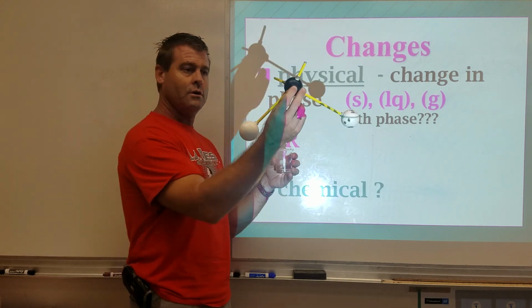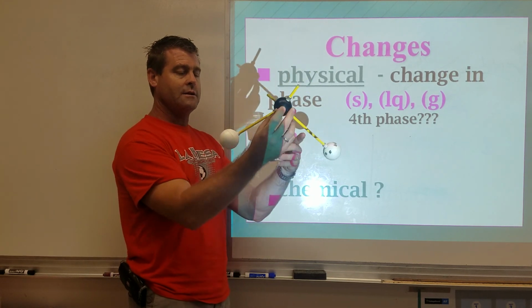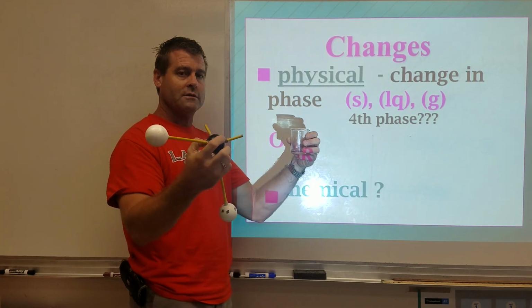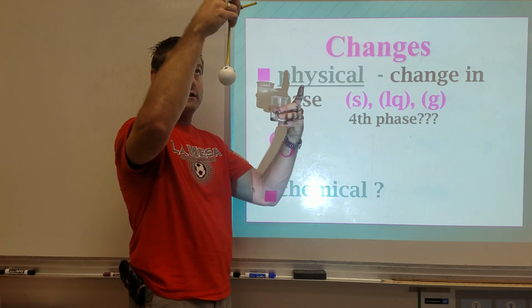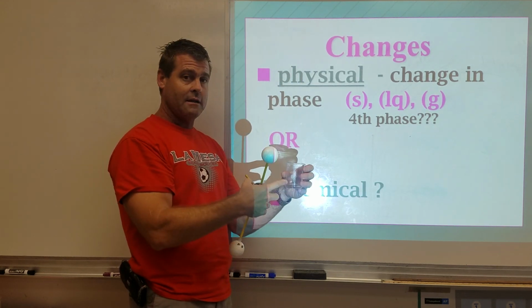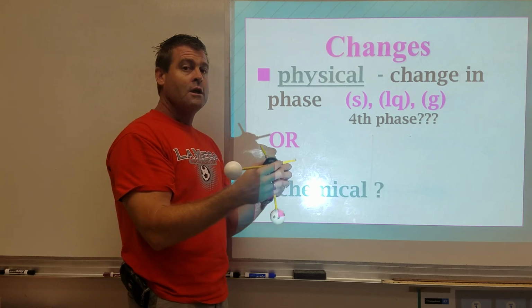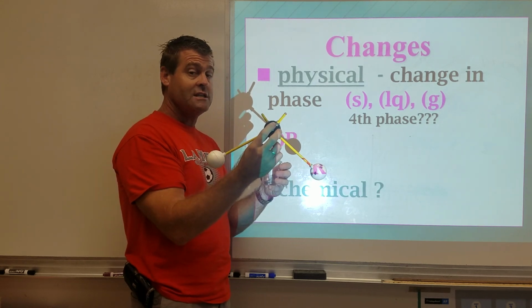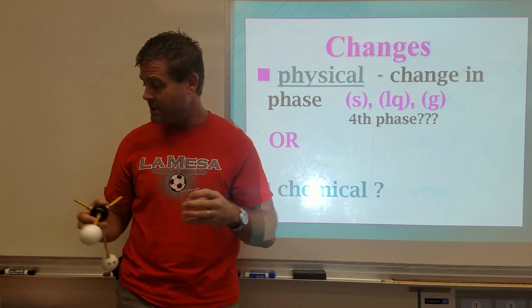Here's what an H2O molecule would look like. See, one oxygen, two hydrogens. The only thing different is the molecules are more separated, and that's really the difference between a substance in the gas phase and the liquid phase, where the molecules are closer together. So in that case, it didn't chemically change. It was just a physical change, a change in phase.